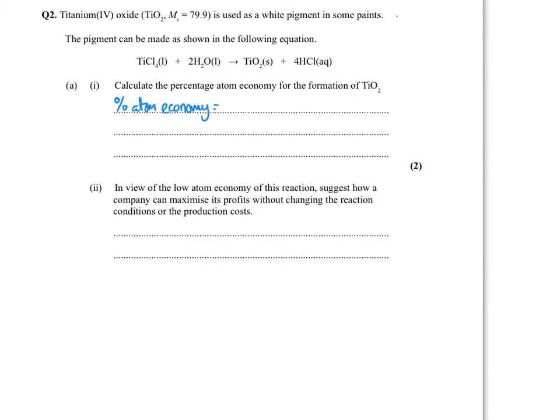And it's for the formation of titanium oxide. So the first thing we need to do is put on the top row the mass of titanium oxide, and this is the only time you would times it by the number of moles. There's only 1 mole, so we're just going to put the MR in.